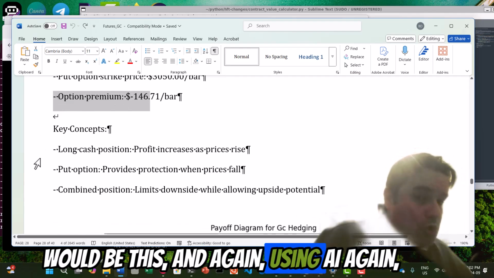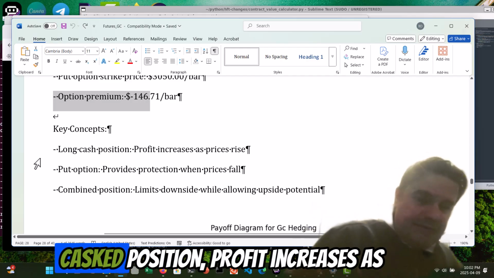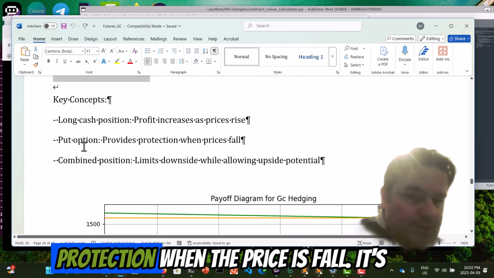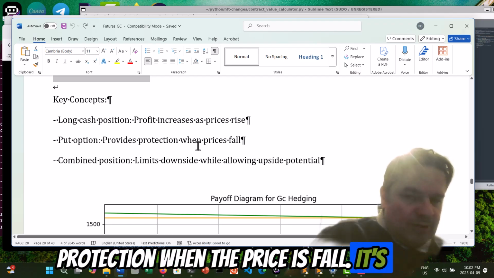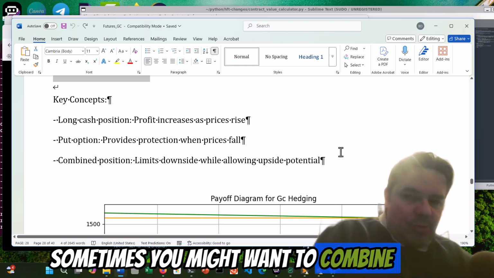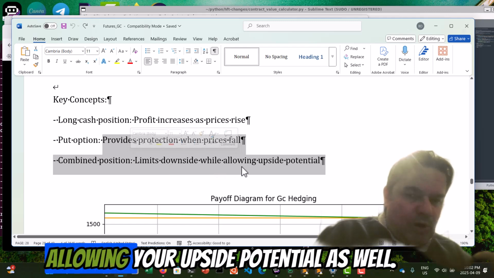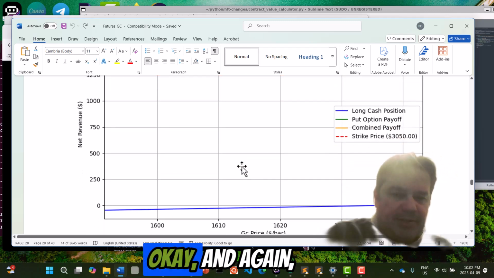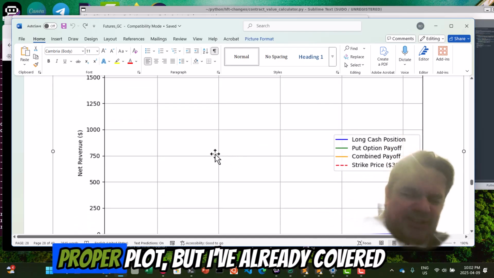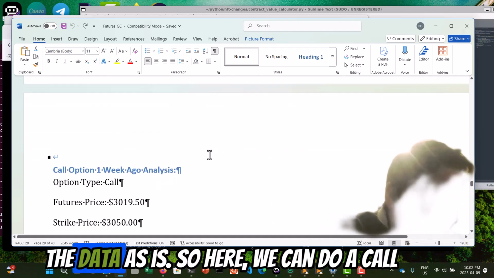And again, using AI, what I've built out right now is very basic, but the advice would be: long cash position, profit increases as price rises. Put option provides protection when the prices fall, which is what you want, as I've said before. And sometimes you might want to combine them, which a lot of the time you will. You want to limit your downside while allowing your upside potential as well. And again, you should be able to see this in a proper plot, but we've already covered the data as is.